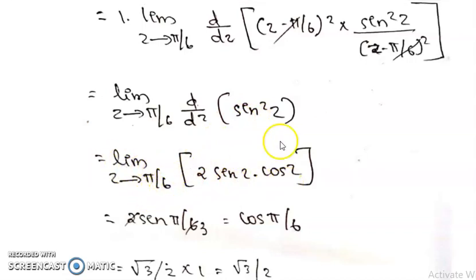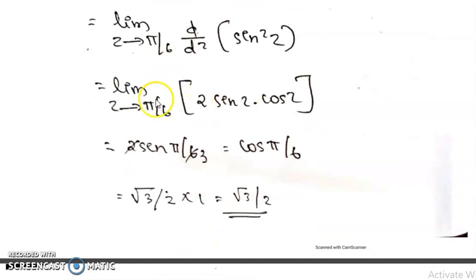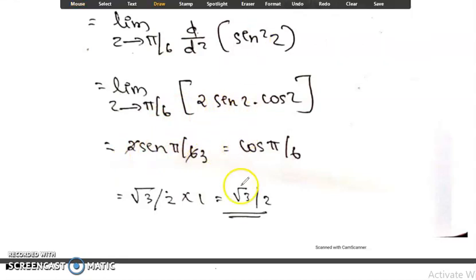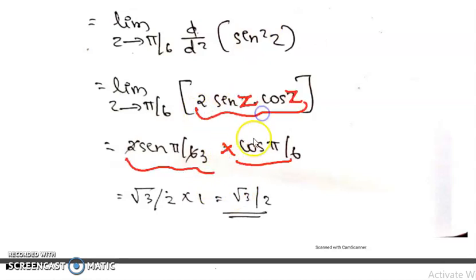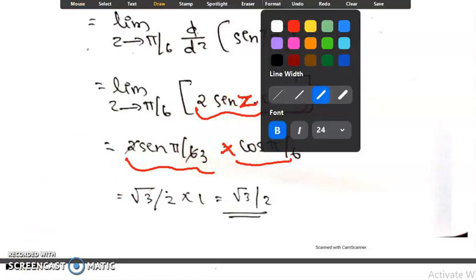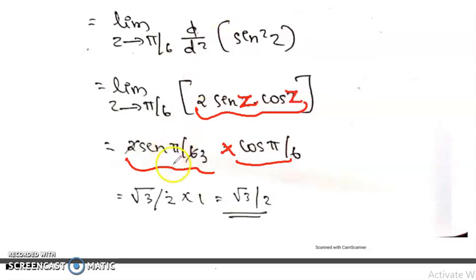Now limit z tends to π/6, so let us change z as π/6. We get 2 sin(π/6) into cos(π/6). Instead of z we take π/6.